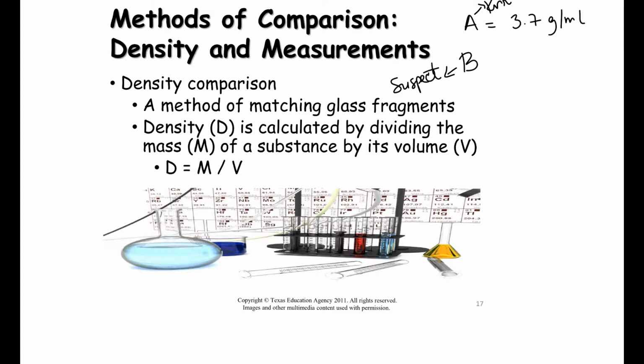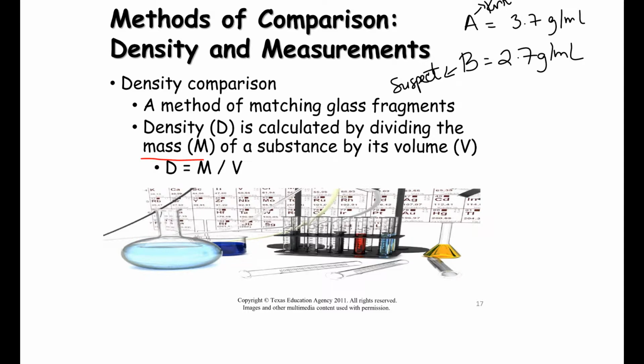It might have a density of 2.7 grams per milliliter. Because these two numbers don't match up, this tells me that glass B and glass A could not have come from the same source, so they're not the same type of glass. So this is called comparing your evidence piece, which would be piece B in this situation, to a known sample, which is piece A in this situation.